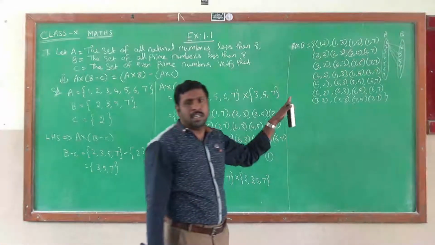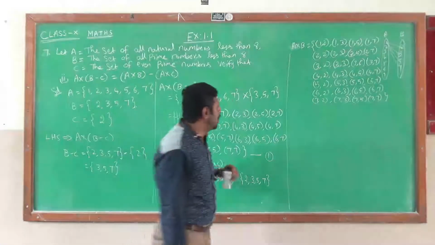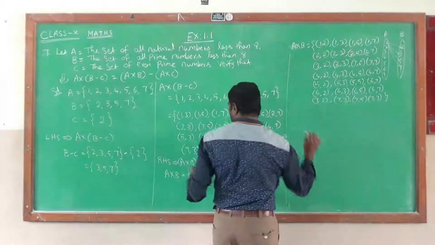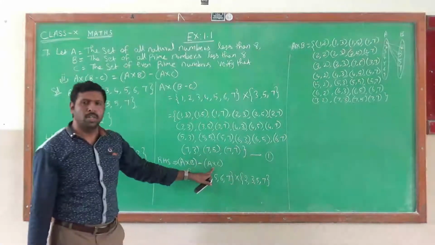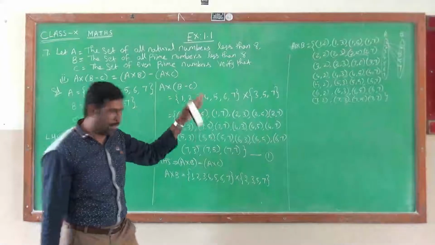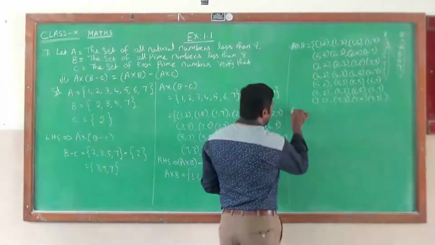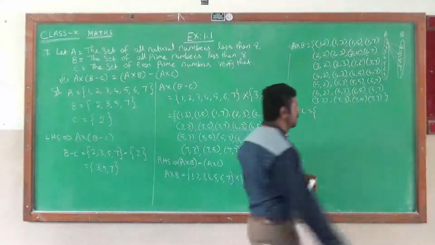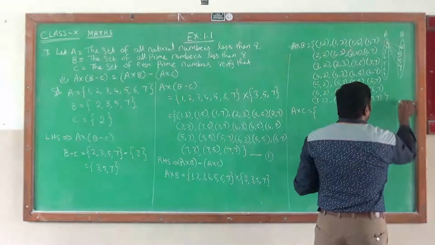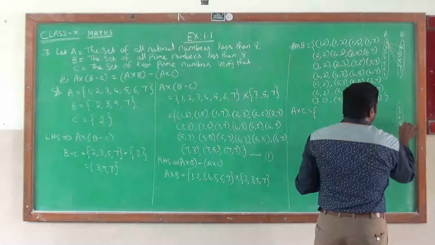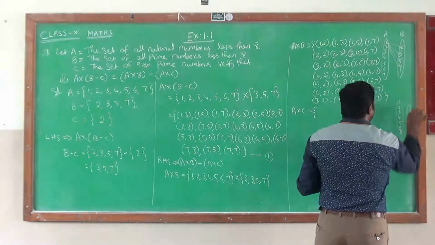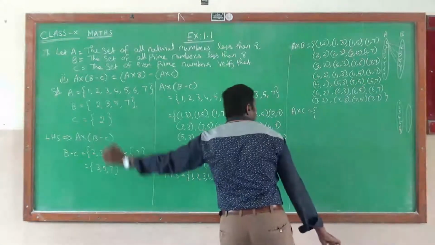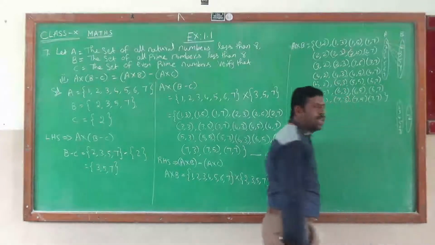So this is the cross product A cross B. Now we want to find out A cross C. Here we have to find A cross C, and then we have to subtract the two sets. Here A cross C is equal to, the set A is 1, 2, 3, 4, 5, 6, 7. In set C we have only number 2. So 1 is mapping with 2.